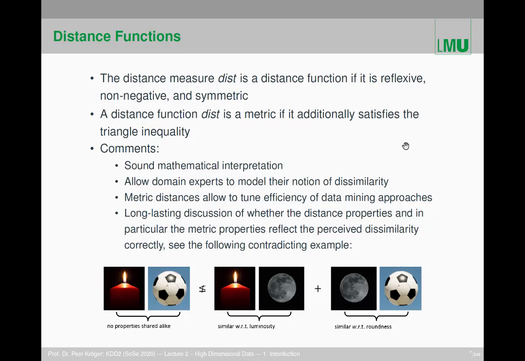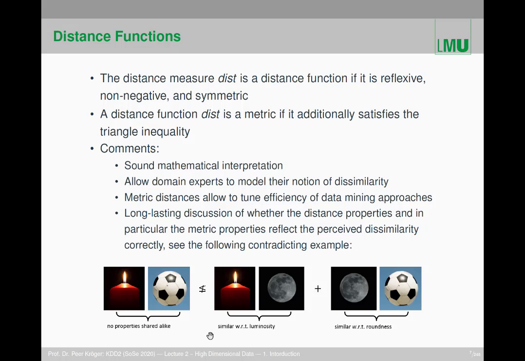Sound mathematical interpretation of matrices, of course, of a matrix. The nice thing with the feature transformations is that domain experts can model their notion of dissimilarity or similarity. Metric distances also allow to tune efficiency. That's what I just explained. Metric properties are mostly about efficiency and not about accuracy. There is a long-lasting discussion of whether the distance properties, and in particular the metric properties, really reflect the dissimilarity we as humans perceive.